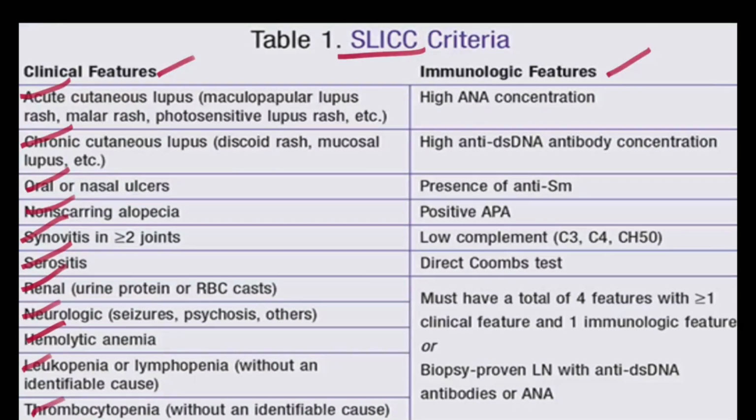In immunological features, patients generally have high ANA concentration, high anti-dsDNA antibody concentration, presence of anti-Smith (anti-Sm) antibodies, positive anti-phospholipid antibodies, low levels of complement components, and a positive direct Coombs test. So in this scenario, the patient must have a total of 4 features with one or more clinical features and one immunologic feature, or a biopsy-proven lupus nephritis with anti-dsDNA antibodies and ANA. If the patient is fulfilling these criteria, then of course he has SLE and it is diagnostic for SLE.